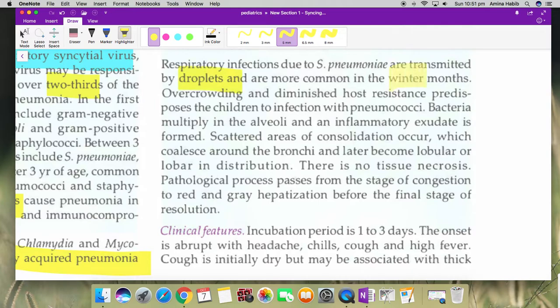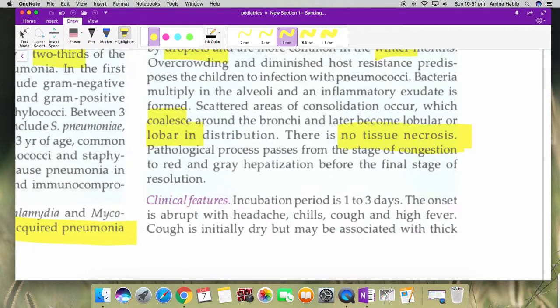So droplet, winter, we discussed all this. Overcrowding, decreased resistance, alveoli, exudate, coalesce, lobar or lobular. There is no tissue necrosis. This is a little different point, because necrotizing pneumonia is a little different entity. So there is no necrosis here.